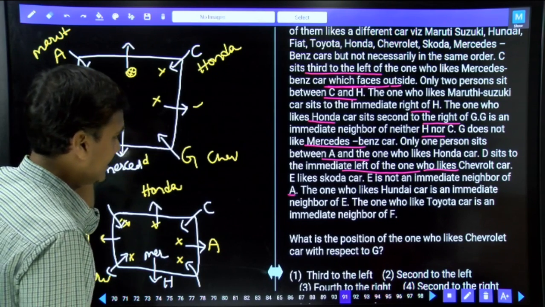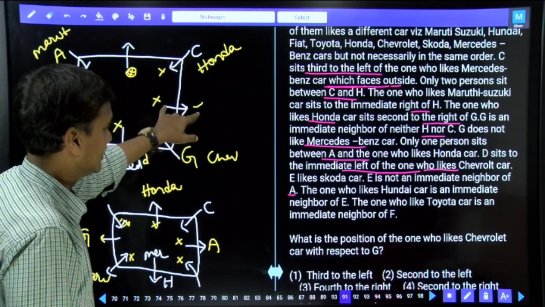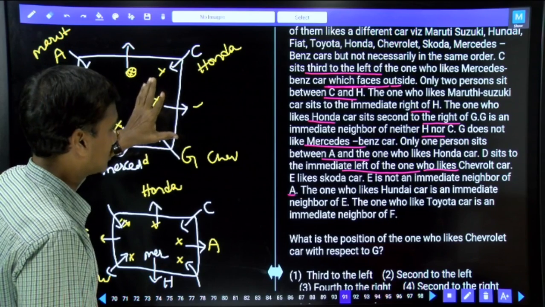Then next one. E likes Skoda. Then E is here. E is not an immediate neighbor of A. That is also valid.